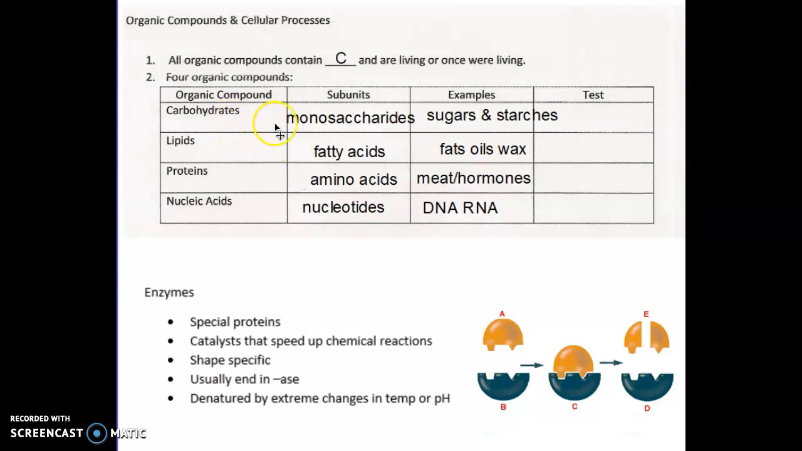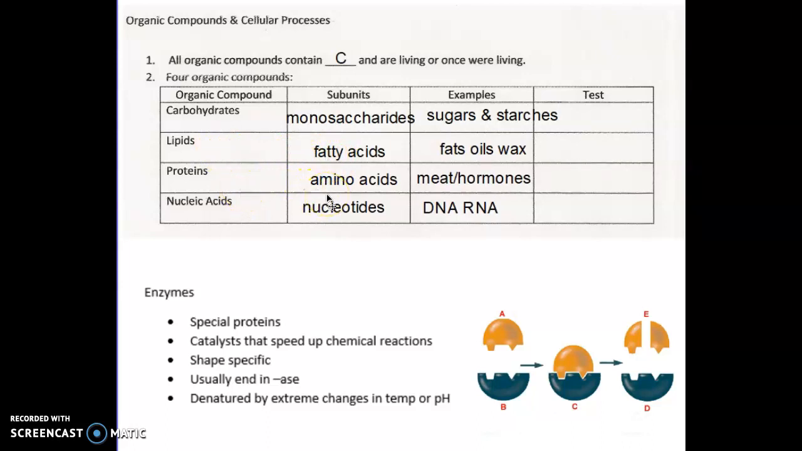So carbohydrates, the building blocks are monosaccharides, and that should be easy to remember because a saccharide is a sugar. Lipids, the building blocks are fatty acids. I think most of you know that a lipid is a fat. You can think of a fat lip. I don't care how you remember it, but that's what you need to match.